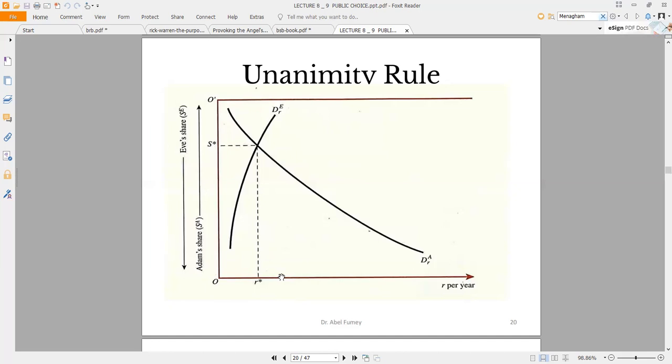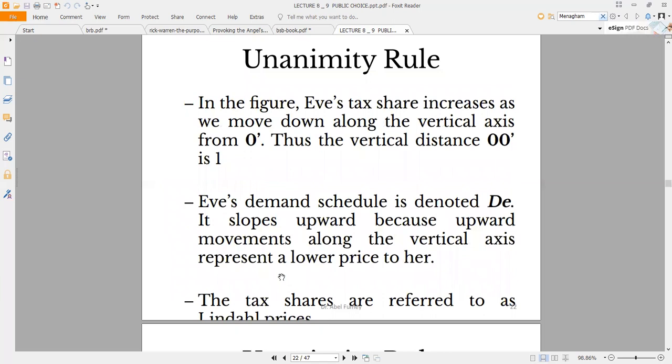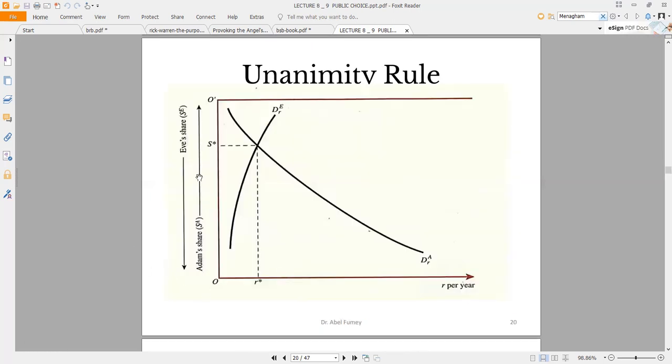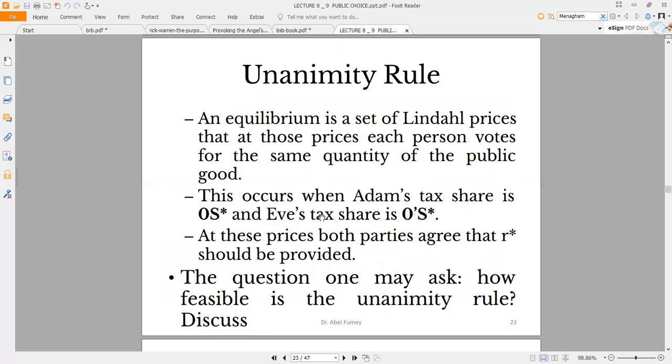So what if we have thousands of people, millions of people? How do we get to this? I mean, in the real world, it wouldn't be easy at all. Now, the tax shares that they pay, we call them the Lindahl prices of the public good. So if you look at this, Adam is paying OS star, that is the Lindahl price for Adam, and then O prime S star is the Lindahl price for Eve.